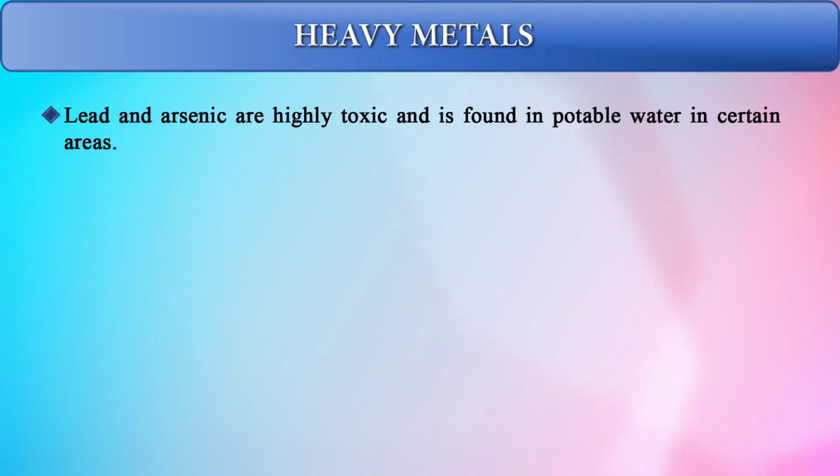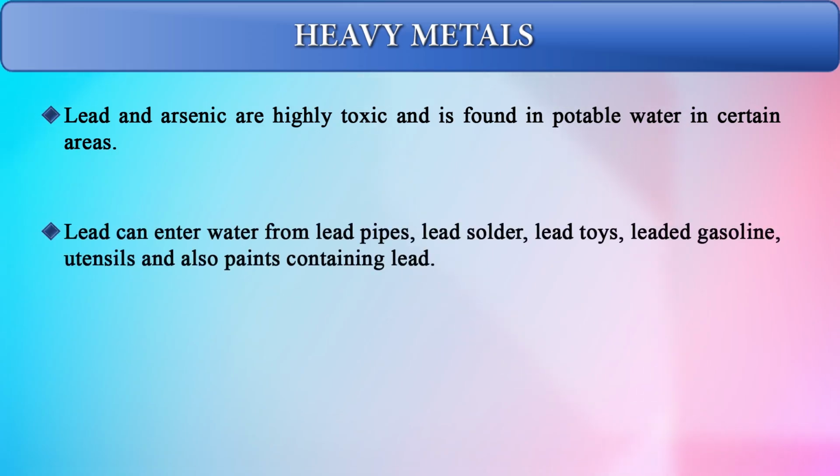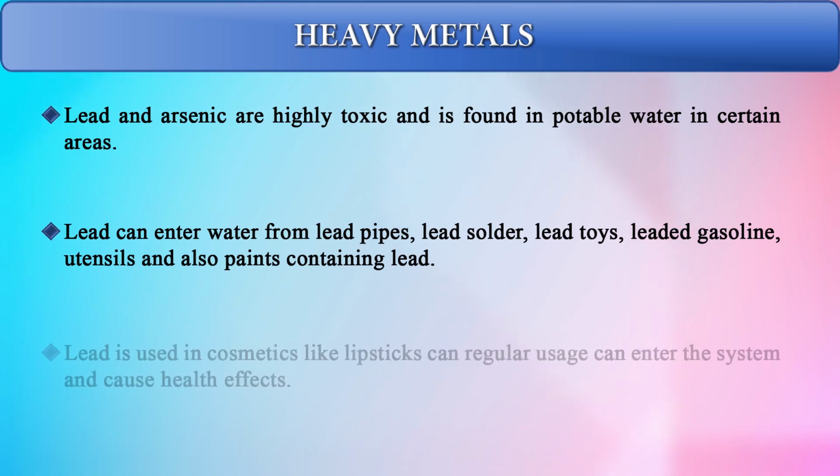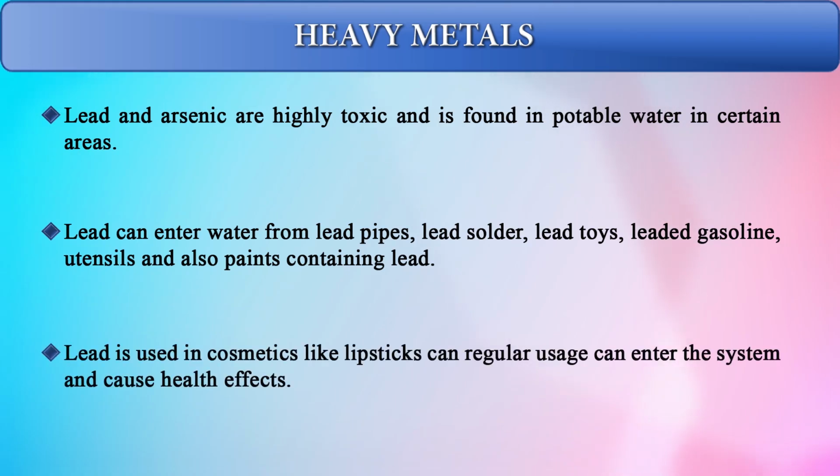Lead and arsenic. These are highly toxic and they are found even in the potable water in certain areas. Lead can enter from lead pipes, lead solder, lead toys, leaded gasoline, utensils, and also paints can contain lead. Lead is also used in certain cosmetics like lipsticks, and with regular use it can enter the system and again cause health effects.